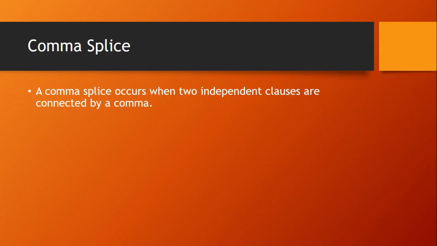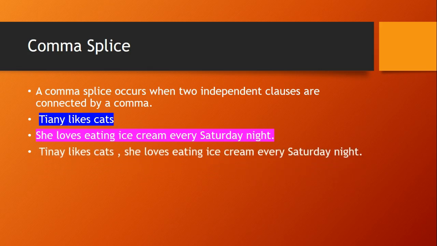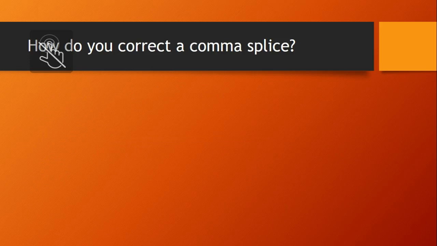We'll get started by defining a comma splice. A comma splice occurs when two independent clauses are connected by a comma. For example, Tiani likes cats is an independent clause. She loves eating ice cream every Saturday night is also an independent clause. Tiani likes cats, comma, she loves eating ice cream every Saturday night is now a comma splice because we've connected those two independent clauses by using a comma. Don't panic. There are four ways to correct a comma splice, but in this video, we'll only discuss three ways.